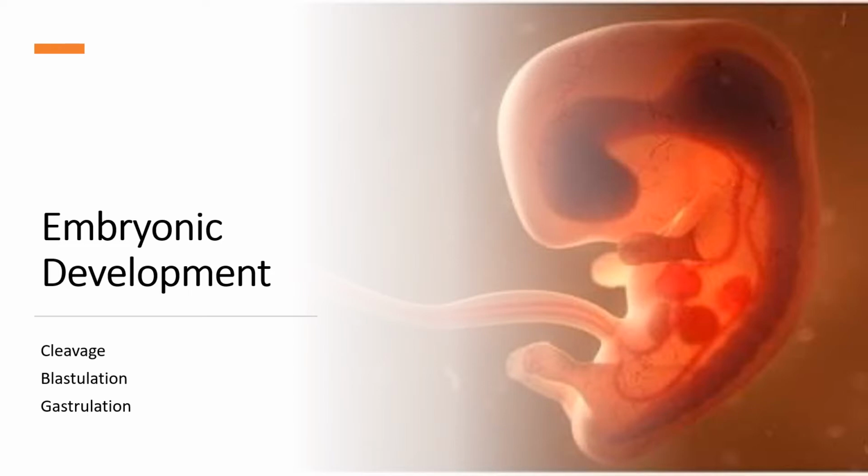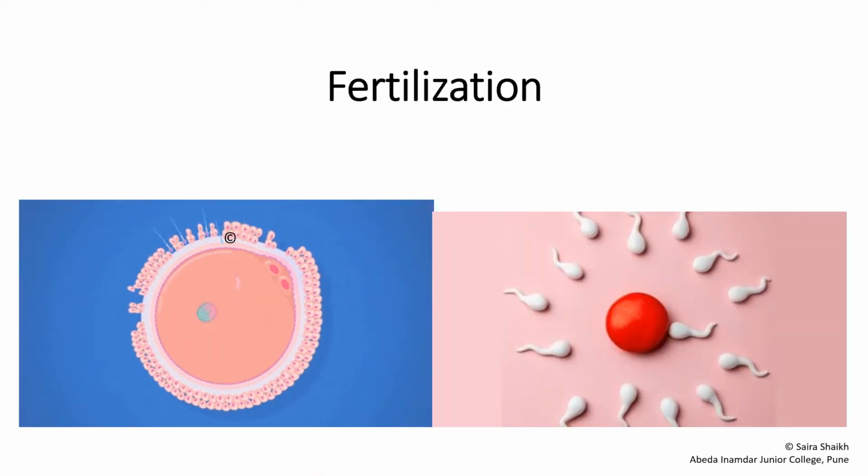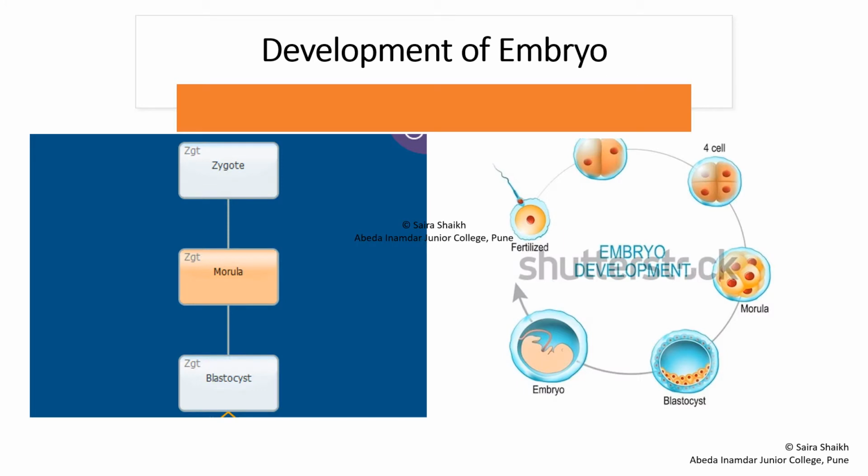Today in this video lecture we will study embryonic development in human. Students, in the last video lecture we studied the entire process of fertilization, where the male and female gametes fuse together and form the zygote. The diploid zygote produced in fertilization undergoes mitotic division, that is cleavage. It produces the morula, blastocyst, and gastrula. These are all the stages we are going to study in detail in this video lecture.